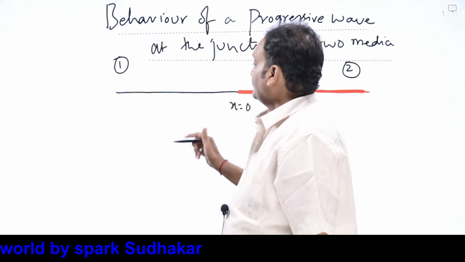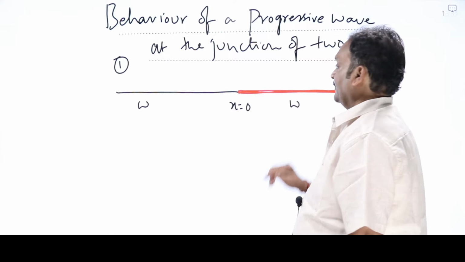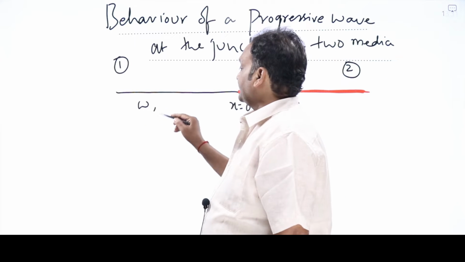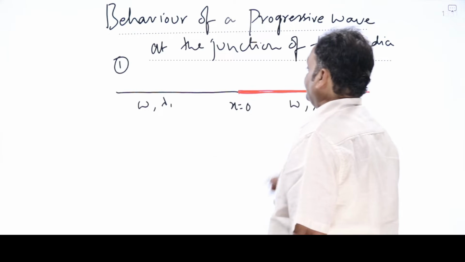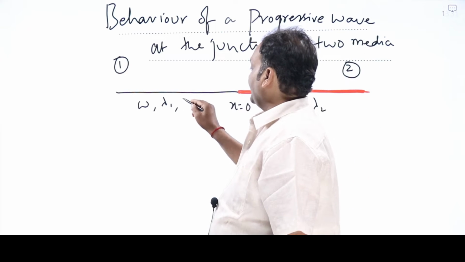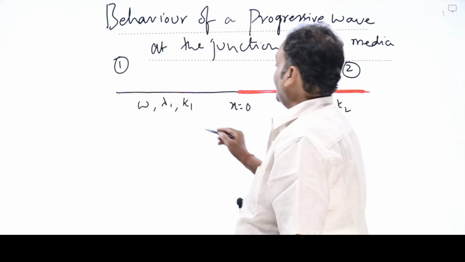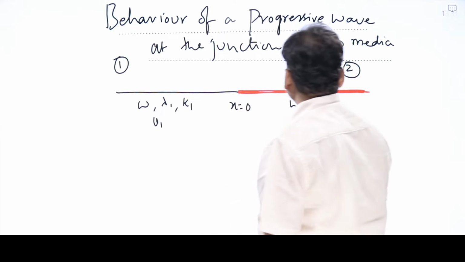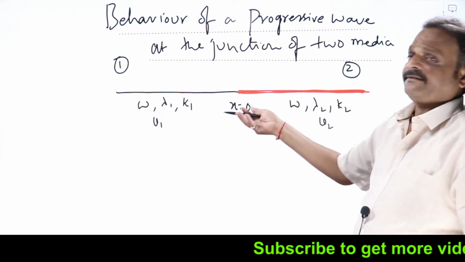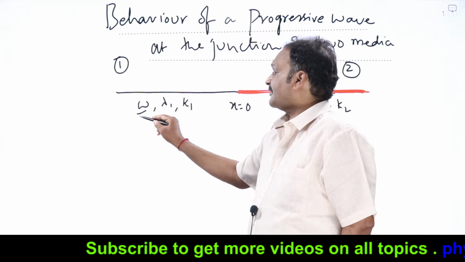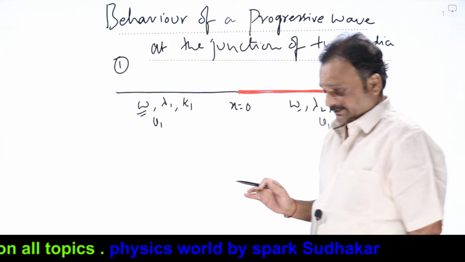Remember, if the angular frequency is omega here, the angular frequency here also will be omega only. Next, its wavelength may be lambda 1 here and lambda 2 here. With 2 pi by lambda, the propagation constant, I'll call it k1 here and k2 here. The velocity of the wave will be v1 here and v2 here. What is the relation between v1, v2, k1, k2, etc.? We have to see. Frequency will not change, remember, let it go from any medium to any medium.